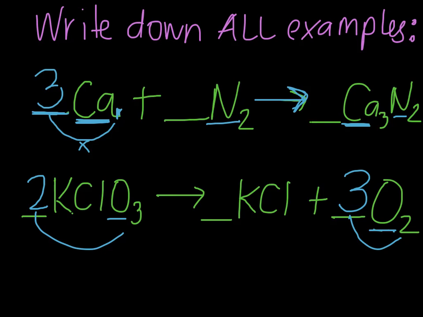The problem with adding this coefficient here is that I changed the number of oxygens, but at the same time I also changed the number of potassiums and chlorines. So now my potassium and chlorines are not balanced. I have 2 of each on the left side. So if I look back on the right side, I can add a 2 here. That way I will now have 2 potassium and 2 chlorines. So now the equation is balanced.